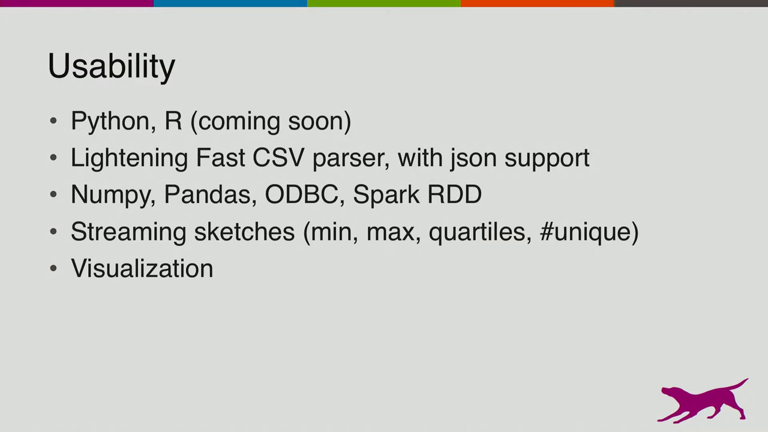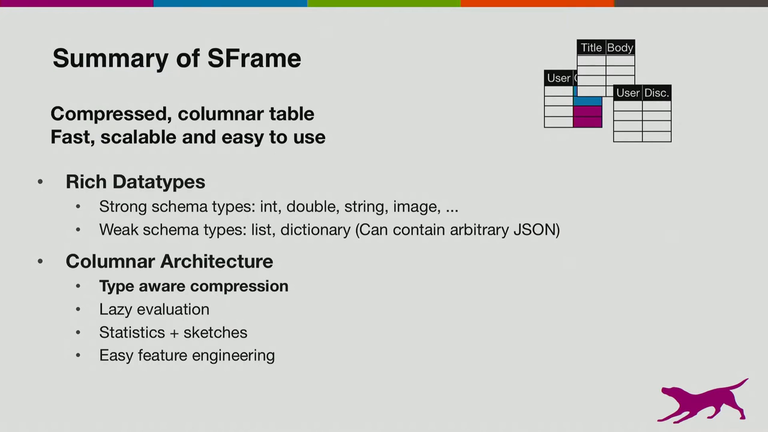We also implement a lot of common operations that a data scientist would like, for example, the mean, max, and quantiles of a column, and the number of unique values of a categorical column, using a one-pass streaming sketch. Essentially, you make one pass of the column and compute all these values at once. It also comes with nice visualization.